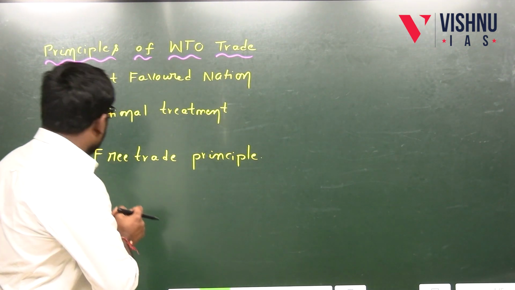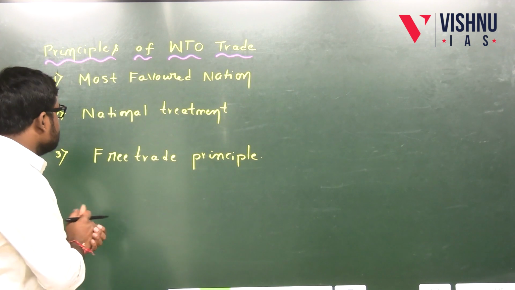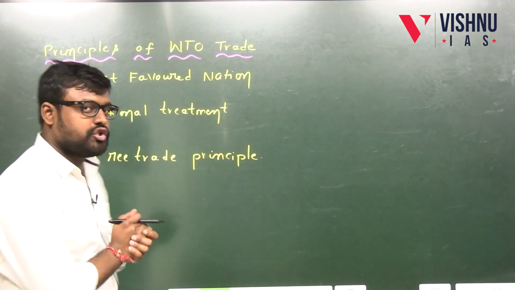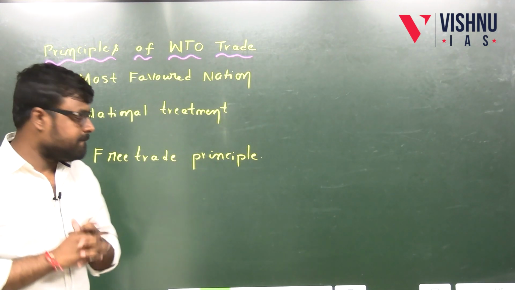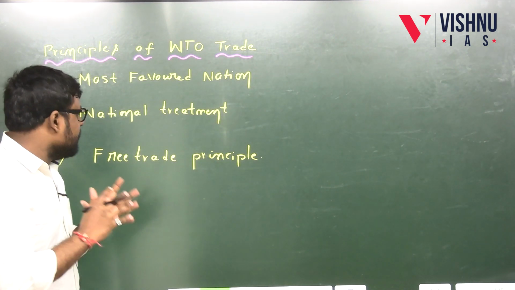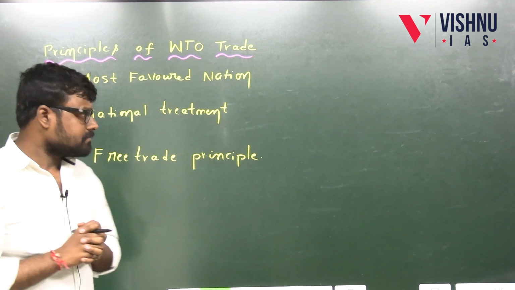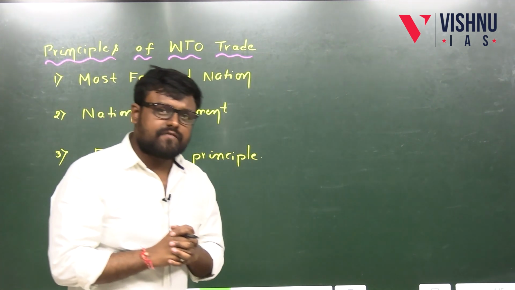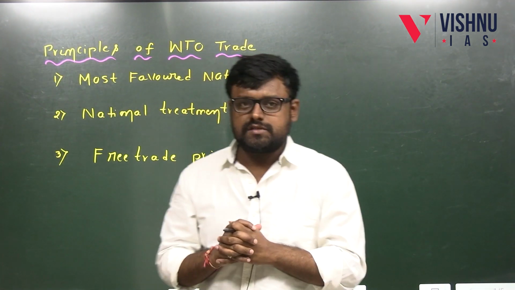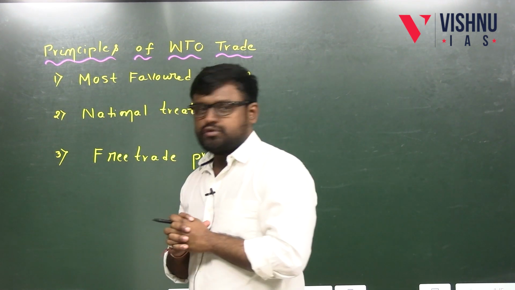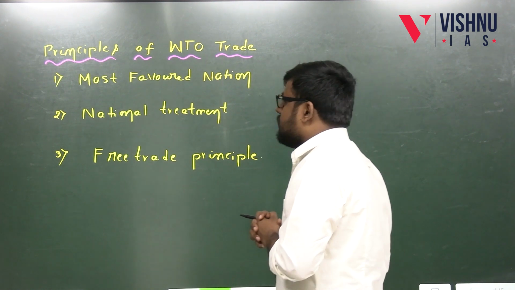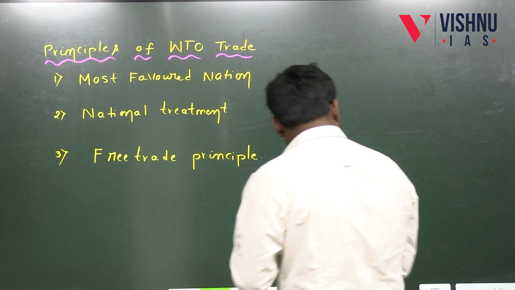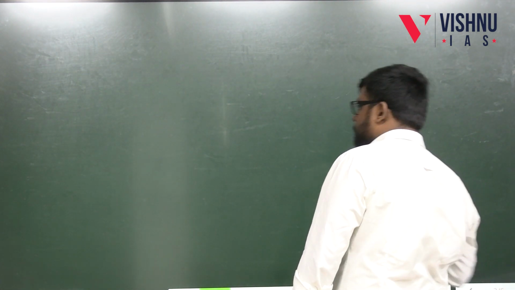Right, so these are the three principles. One is most favored nation principle, another one is national treatment, another one is free trade principle. Okay, so often students find difficulty in understanding these topics. So today I will explain these topics. So the first one is most favored nation status or principle.